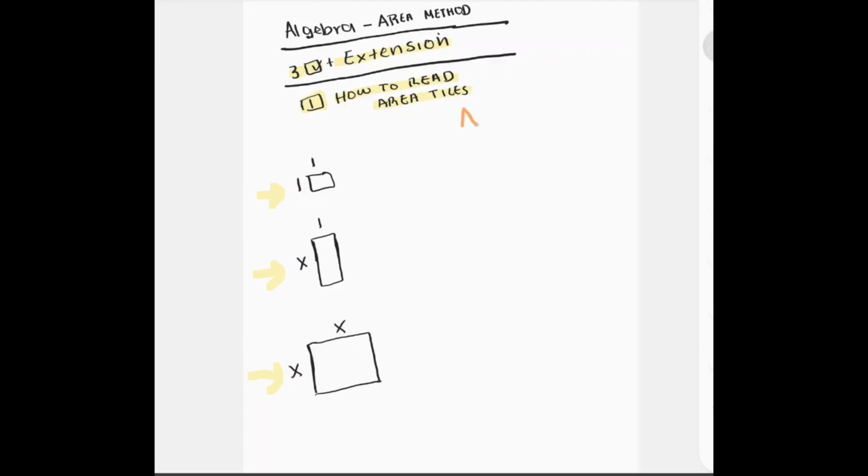Do you remember that to find the area we have to multiply the length times width? This is exactly what we're going to do right now. So let's do the first one. We have to multiply 1 times 1, which gives the area of 1. Let's do the second one, which is x times 1, which gives the area of x, and finally the last one, which is x times x, which gives the area of x squared. Now you know how to read area tiles.